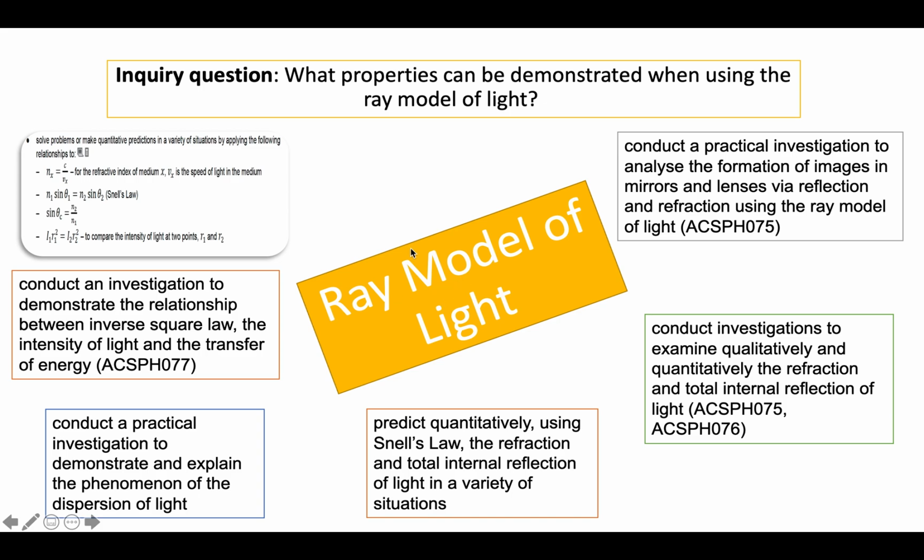And finally, we have to solve problems or make quantitative predictions in a variety of situations by applying the following relationships. So these are the relationships here, as you can see. For the refractive index of a medium x, Vx is the speed of light in a medium. So this is what we have here, and then we have Snell's law applied in these equations. We're going to look at all of that.